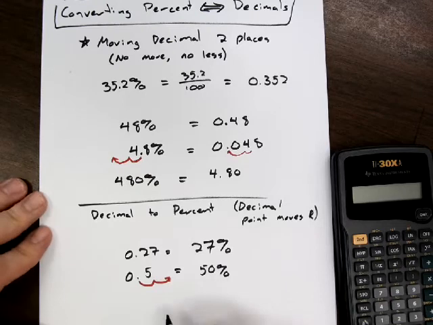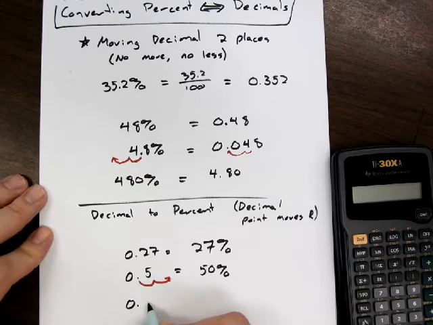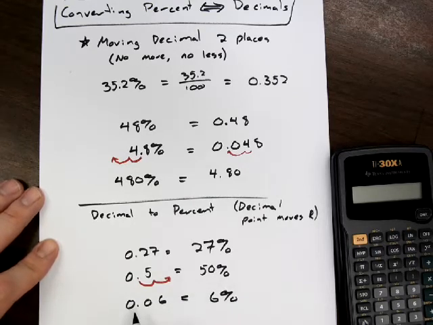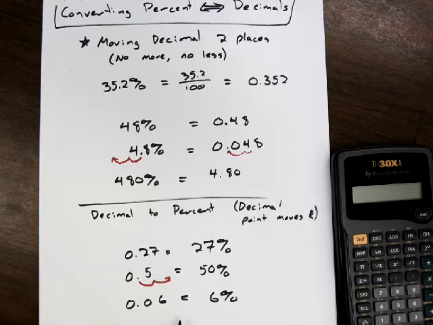Or what happens if I've got something like 0.06? Well, this would be 6%. So all we're doing is moving that decimal place 2 places, no more, no less. Alrighty.